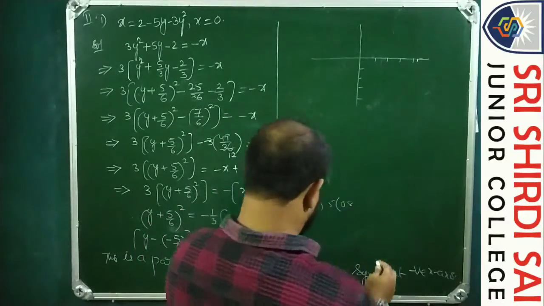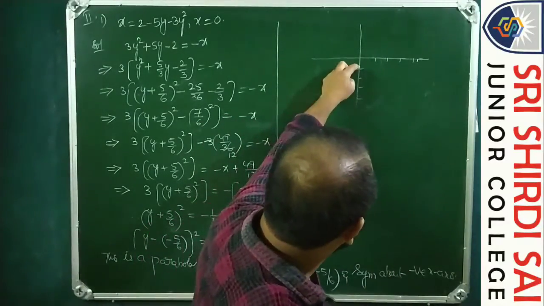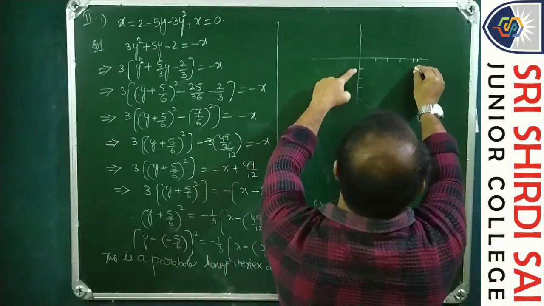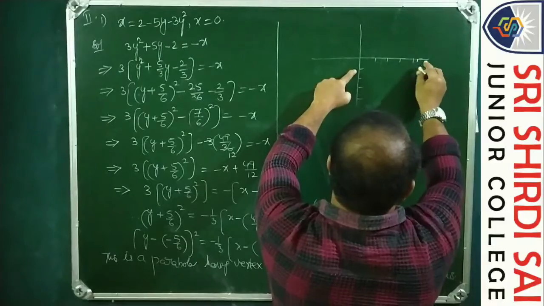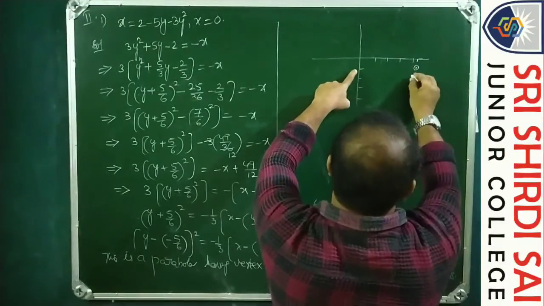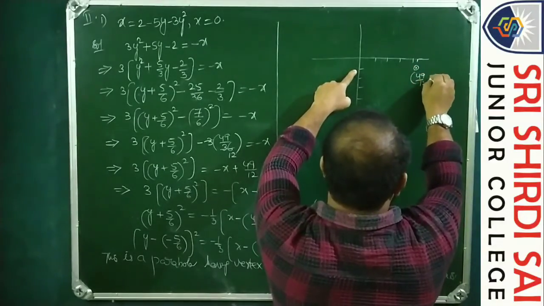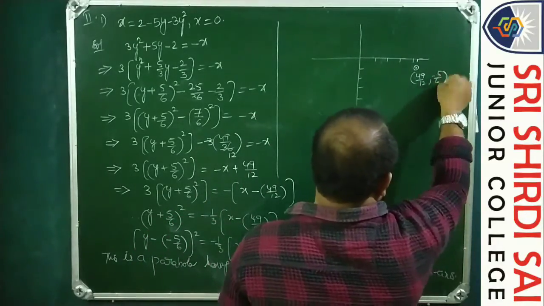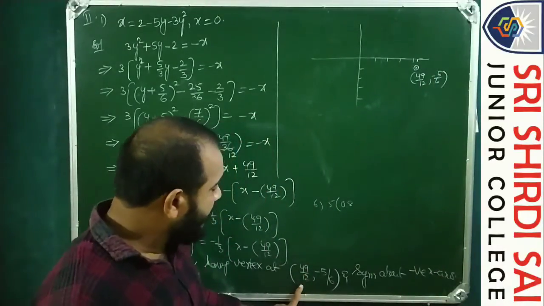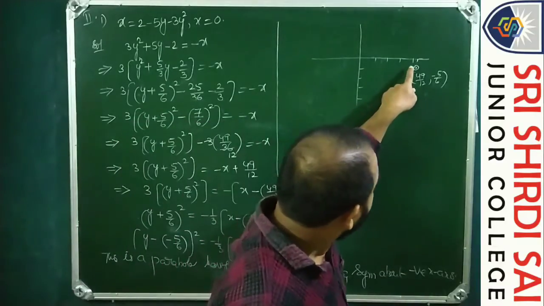0.8 is below here, somewhere here. So therefore it has its vertex here. This is (49/12, -5/6). Its vertex is 49/12. So how do we get this point?